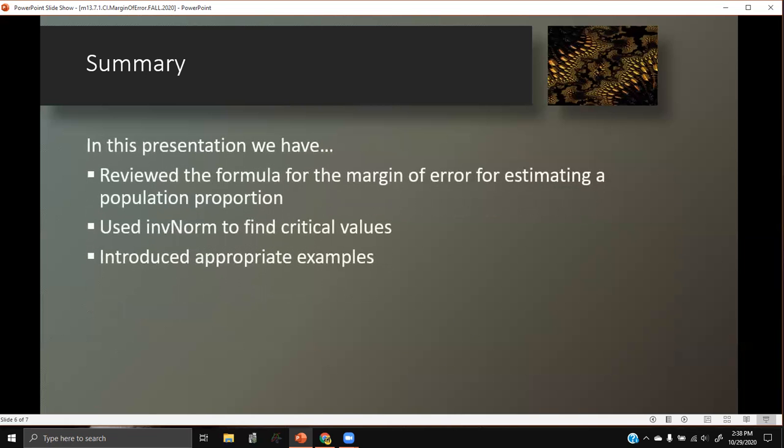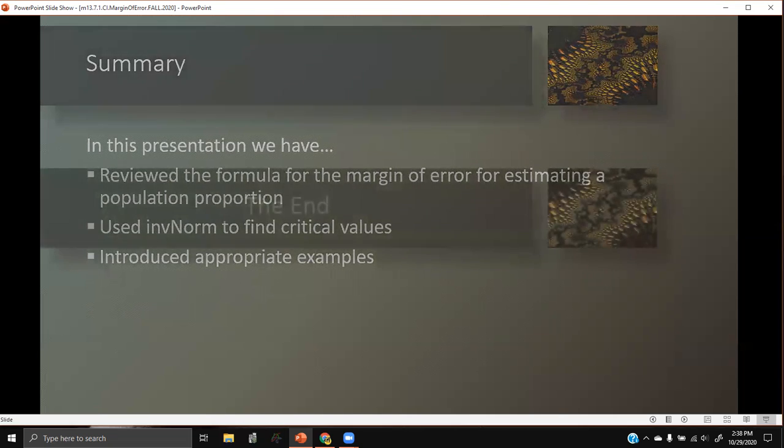So we took a look at the margin of error, and we used inverse normal to go ahead and find the critical values, and we have a nice example to look at. That's the end of my presentation.